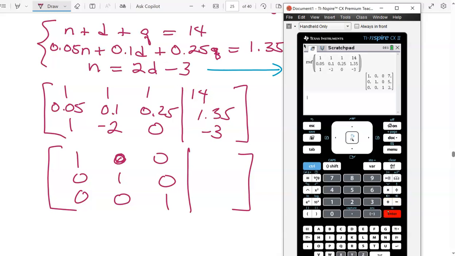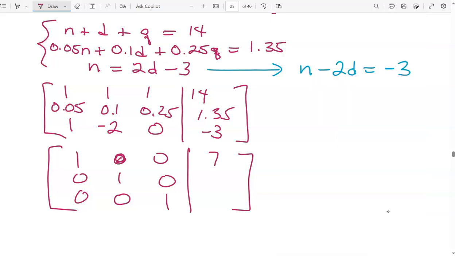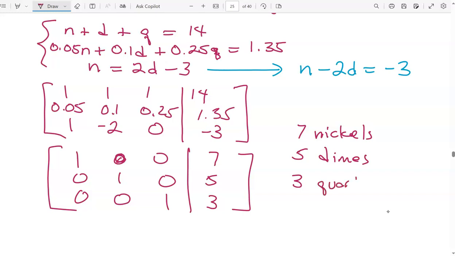And that gives us 7, 5, and 3. So 7 is the number of nickels, and 5 is the number of dimes, and 3 is the number of quarters.